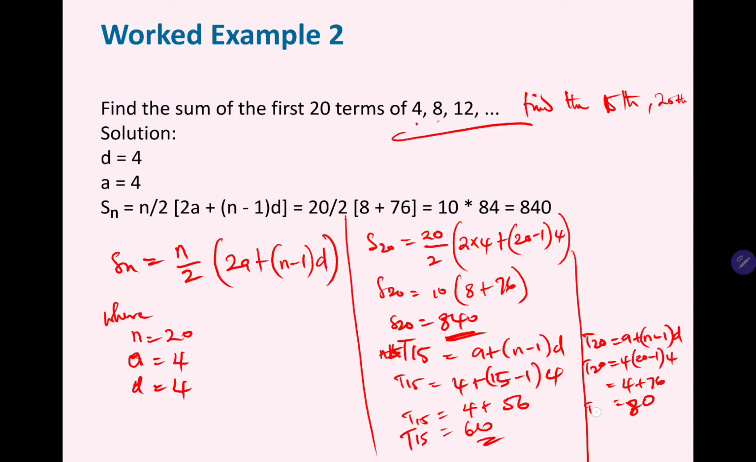All right, so you see that the value of the 20th term is 80, but the sum of the first 20 terms is 840. So please, anytime you have to deal with sequence, do not mix up the question or the understanding.